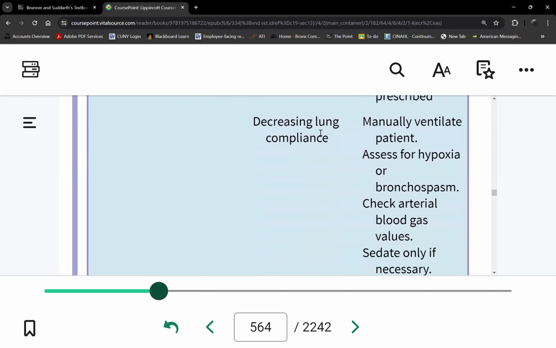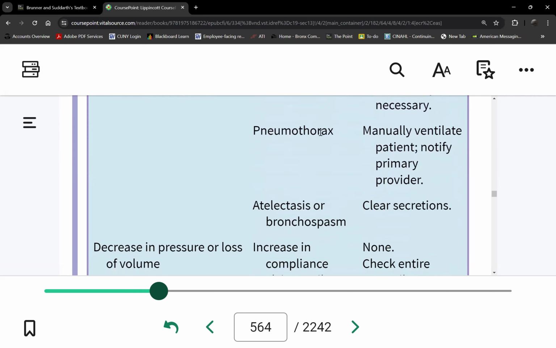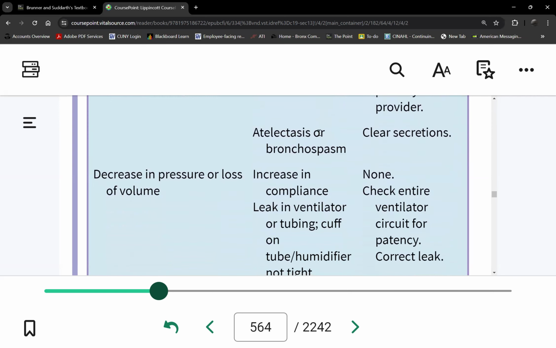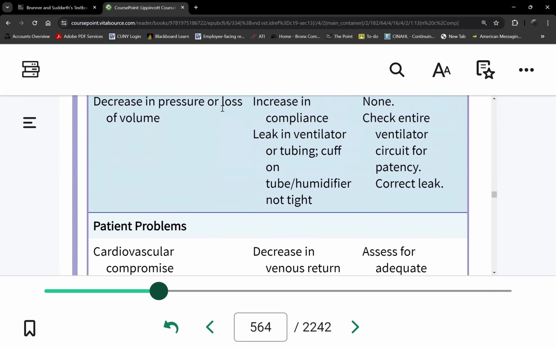Here, decreased lung compliance. The patient, for instance, develops ARDS, so high pressure. Tubing kink, high pressure. Pneumothorax, high pressure. Or the lungs collapsed, high pressure, very non-compliant. Here's a decrease in pressure, which of course will trigger a low pressure alarm. The patient's compliance increased, the lungs became drier, or there's a leak in the tubing, or in the cuff, or the patient extubated themselves. They pulled out the airway, threw it on the floor, or threw it at you.